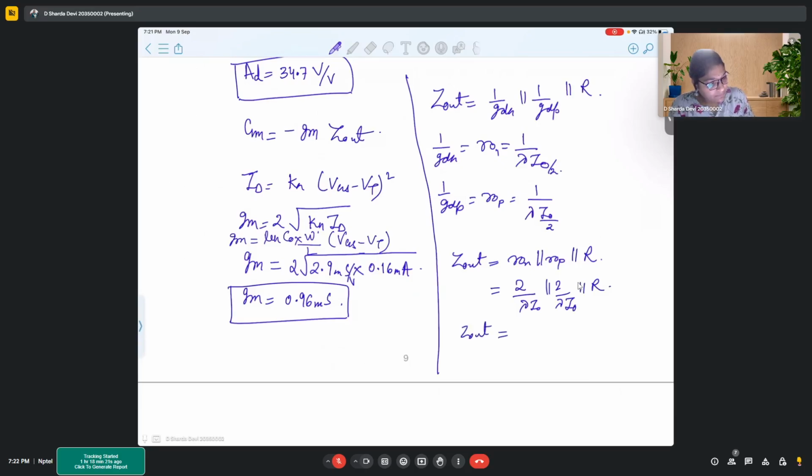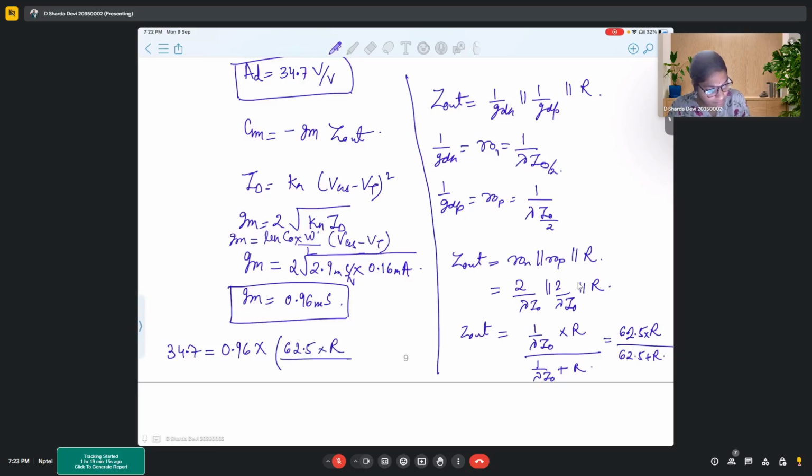So Z out becomes 1 by lambda I naught into R by 1 by lambda I naught plus R. So this turns out to be 62.5 R by 62.5 plus R. So now we know that 34.7 is the gain, which is equal to 0.96 into 62.5 into R by 62.5 plus R.